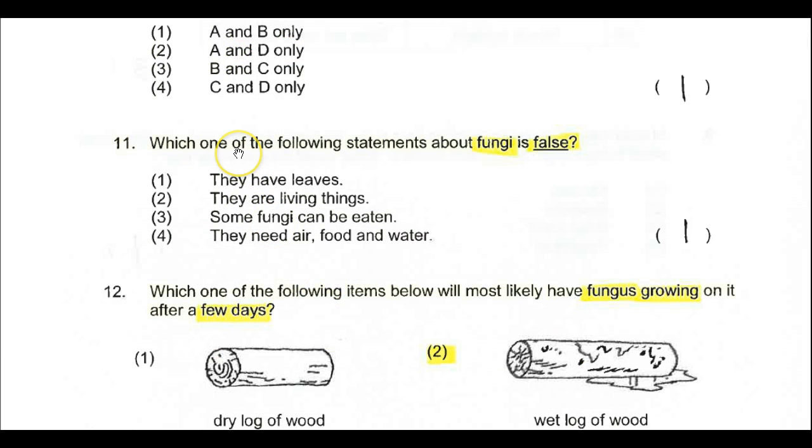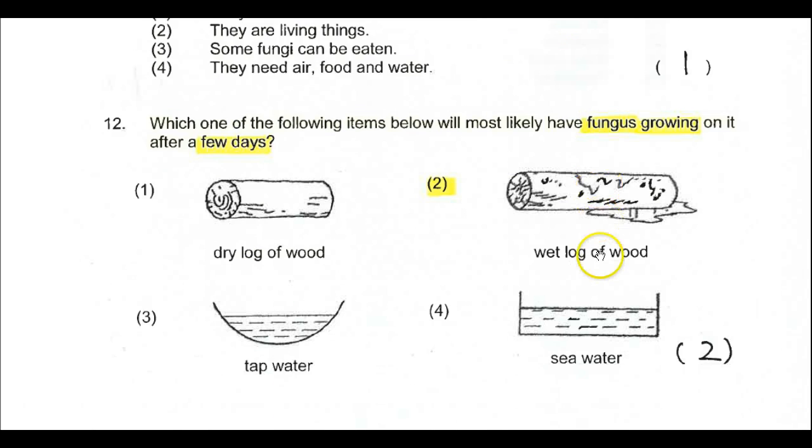Next, which one of the following statements about fungi is false? They have leaves. False. They're living things, true. Fungi can be eaten. Some fungi, take note. And they need air, food, and water. Answer 1, they have leaves, the statement is false. Now this log, given the right condition for number 2, the log is there with all the nutrients, and it is damp with water. It provides air, food, and water for fungi to grow after a few days.